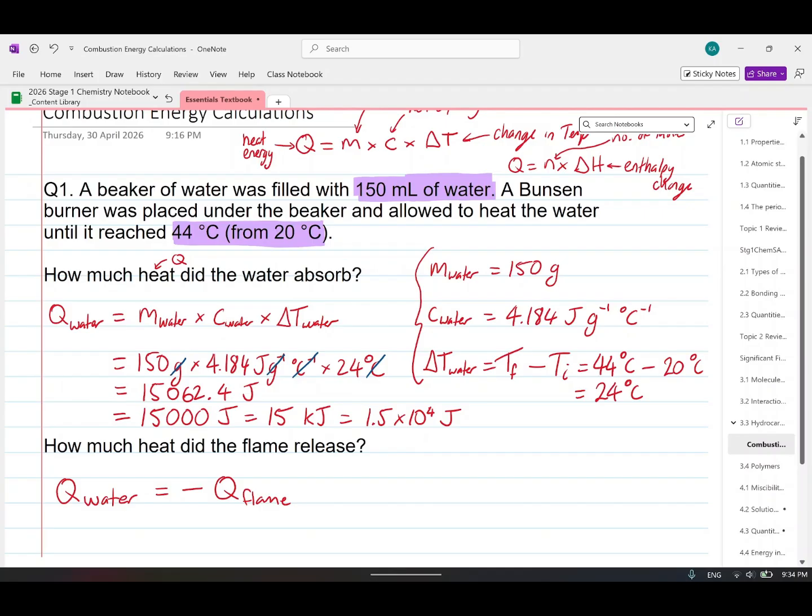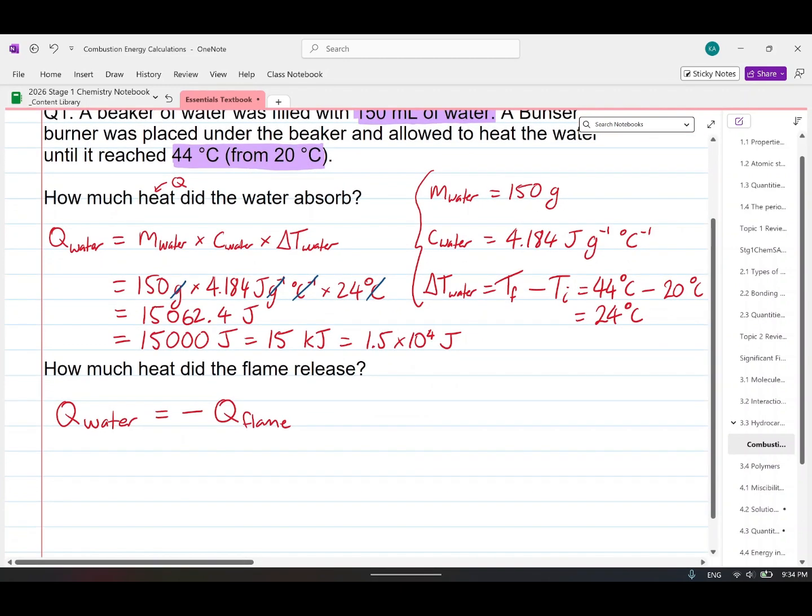So if the flame is releasing heat, the water absorbs it. Again, I'm making some assumptions here, which we'll talk about in the last question. Regardless, this is simply what you're going to use. So if we just readjust this, our Q of the flame will be equal to negative 1.5 times 10 to the 4 joules.